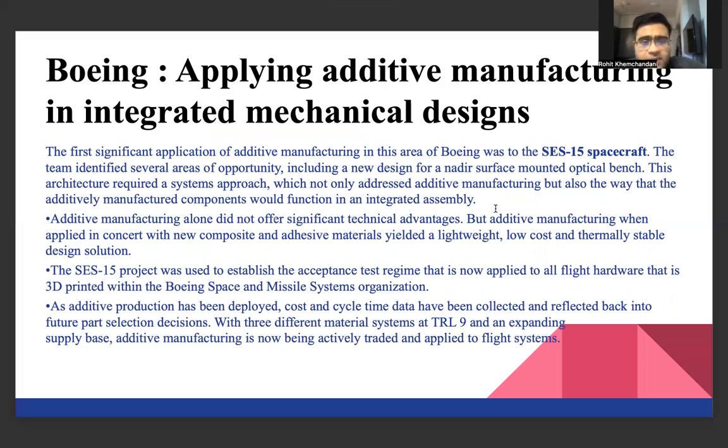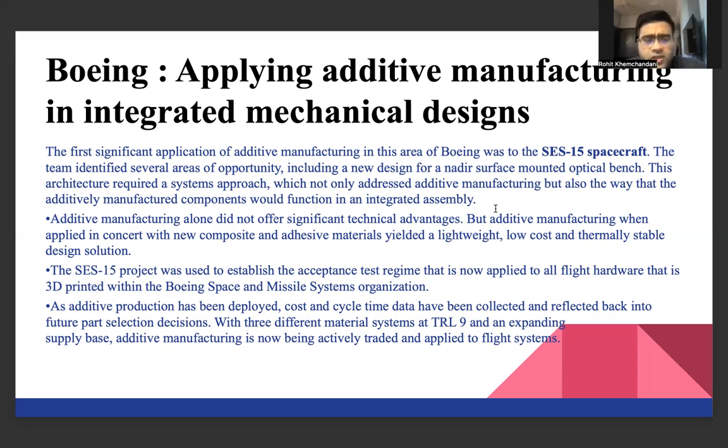The first significant application of additive manufacturing in this area of Boeing was to the SES-15 spacecraft. The team identified several areas of opportunity, including a new design for a nadir surface mounted optical bench. This architecture required a systems approach which not only addressed additive manufacturing but also the way that the additively manufactured components would function in an integrated assembly.